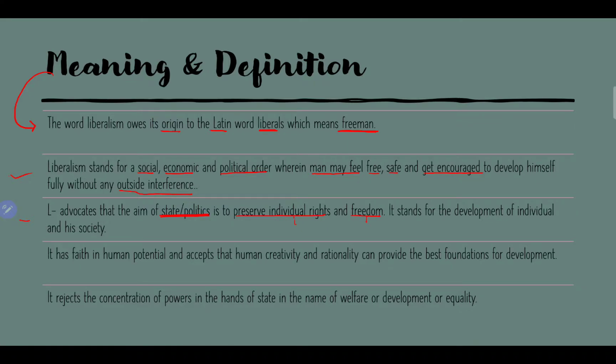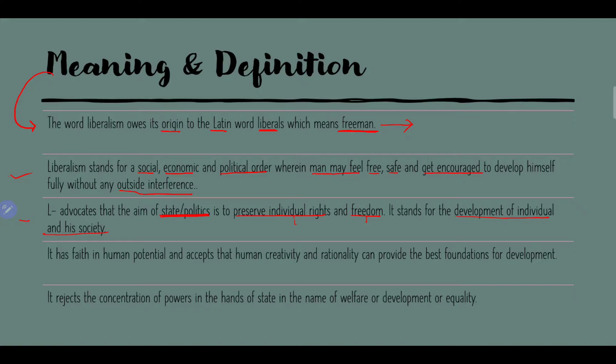It stands for the development of the individual and society. This is one of the most important things: with liberalism, you need to think of a free man. A man is free. If a person is free, or if he or she feels safe and is encouraged to do different activities without any interference, that stands for liberalism.